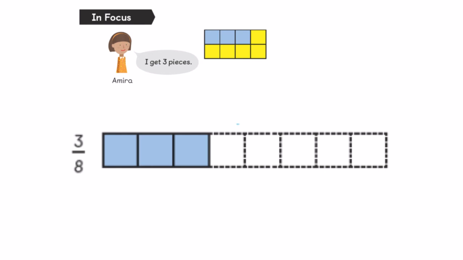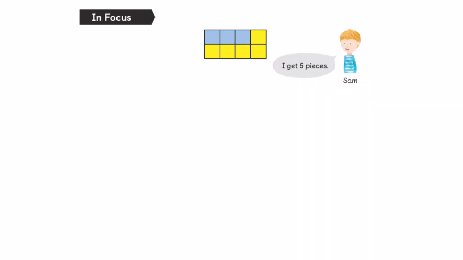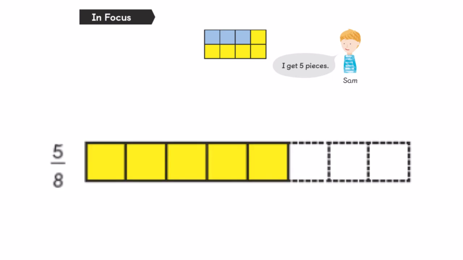Amira gets 3/8 of the shape. She gets 3 out of the 8 pieces. Now let's look at Sam's pieces. What is the fraction for Sam's pieces? Can you write it down? Sam gets 5 out of the 8 pieces, so Sam gets 5/8.